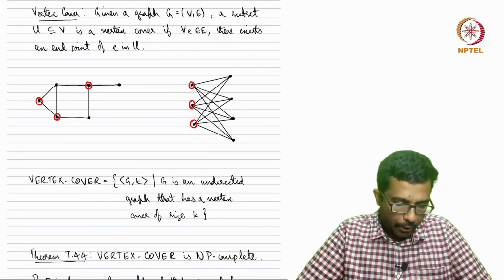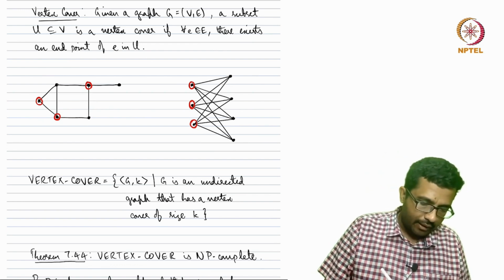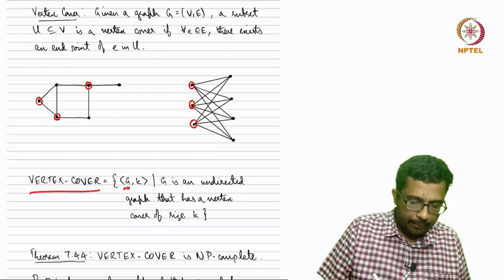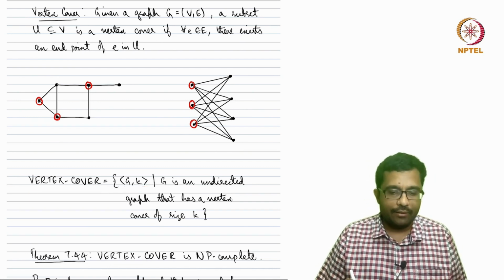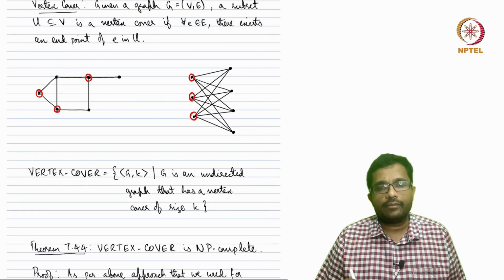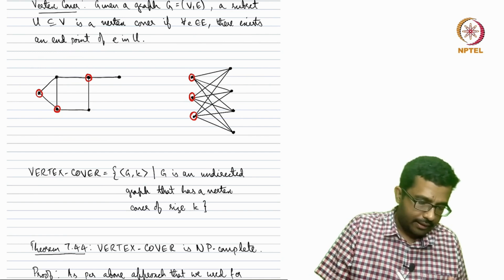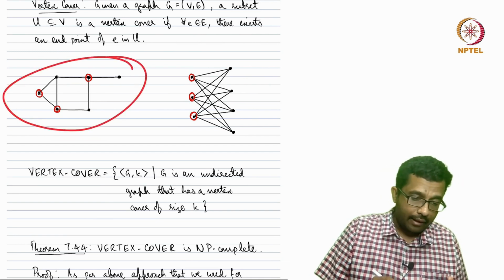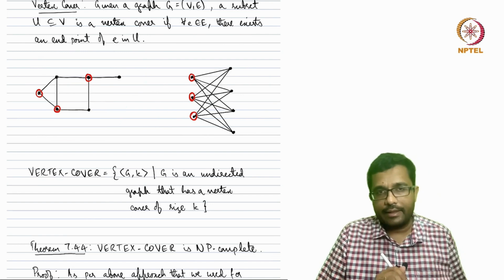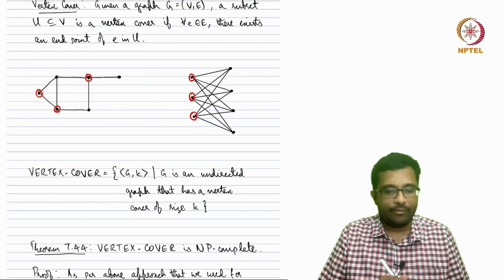Okay. So the language vertex cover is the following: it is a set of pairs G comma K, where G is an undirected graph with a vertex cover of size K. So this graph and number 3 we will accept. This graph and number 4 is also a yes instance, because it has a vertex cover of size 3, and it also has a vertex cover of size 4.